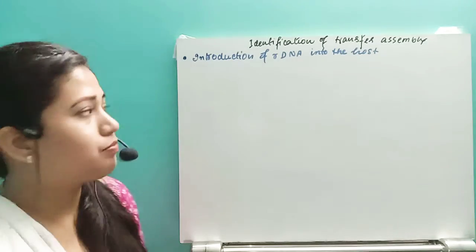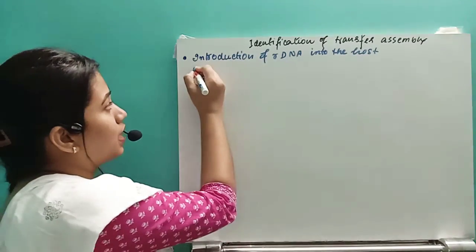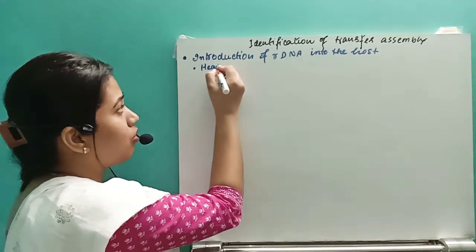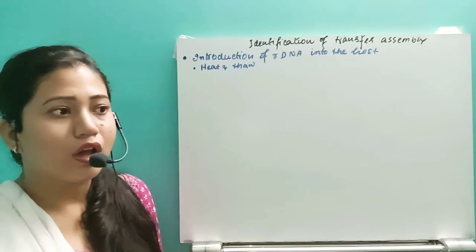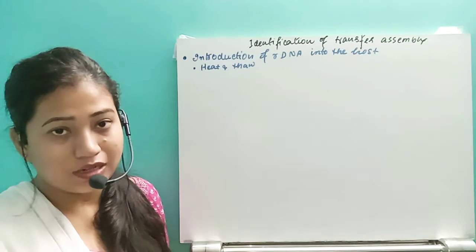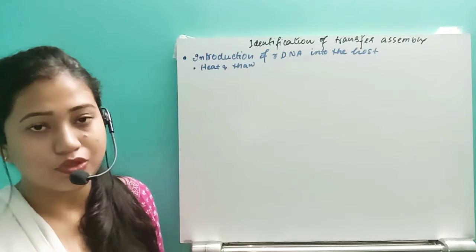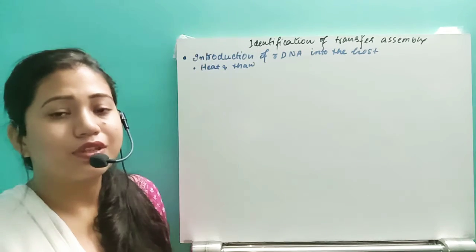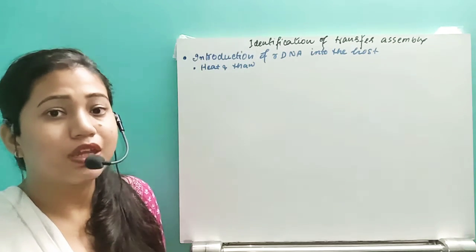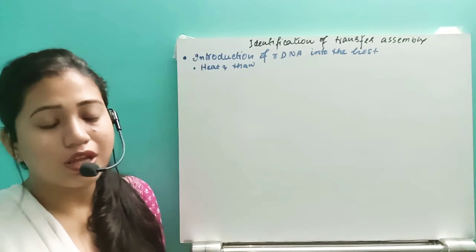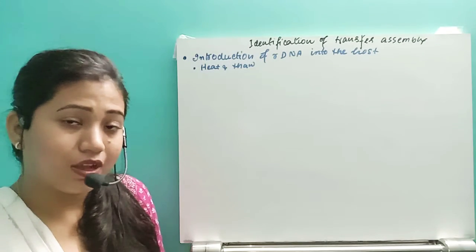Suppose this is the E. coli. So how will we introduce the desired gene fragment into the host body? The first method is the heat and thaw process. Heat and thaw process means we first allow the recombinant DNA into the medium of the host E. coli. Then we increase the temperature for a short period of time, and whenever we increase the temperature, in the E. coli's plasma membrane some pore-like structures will be developed.